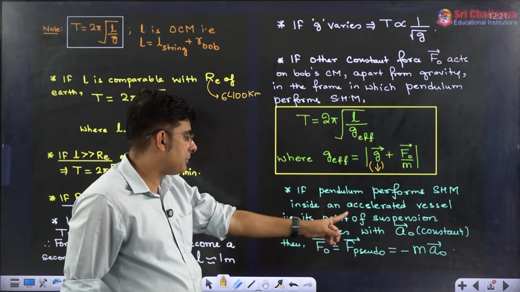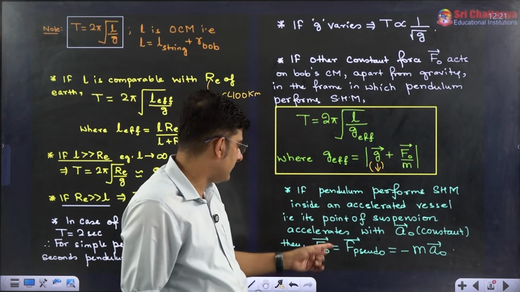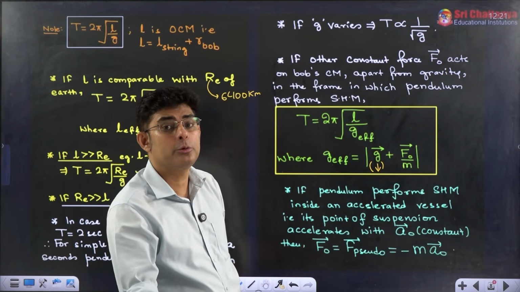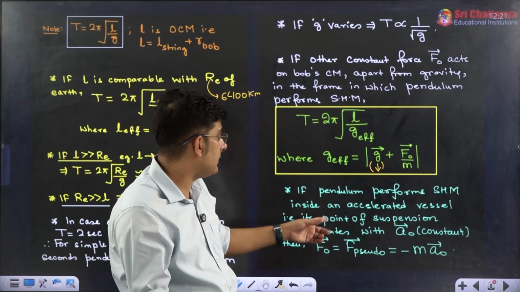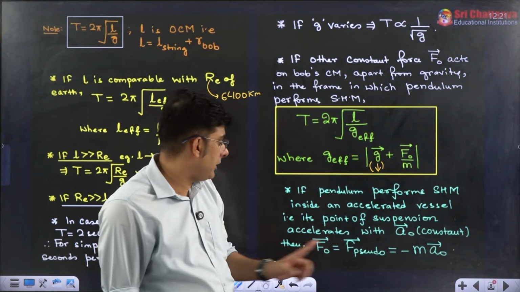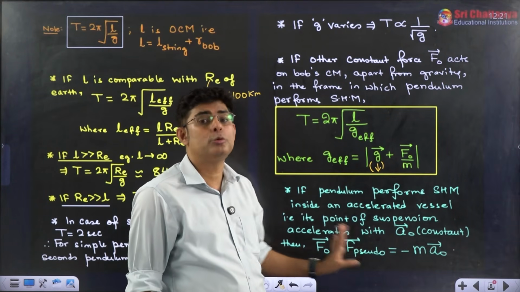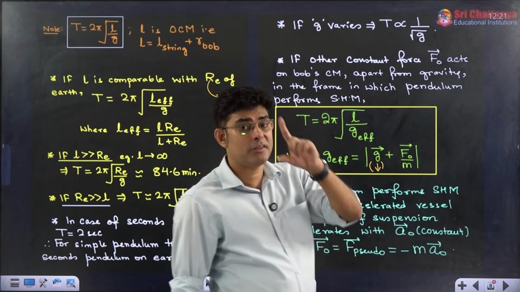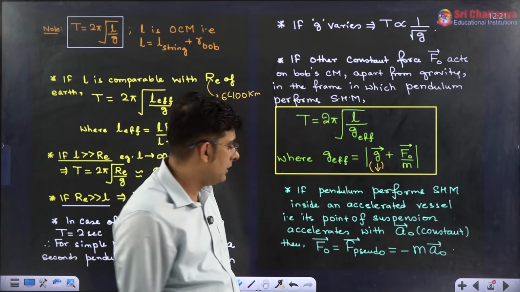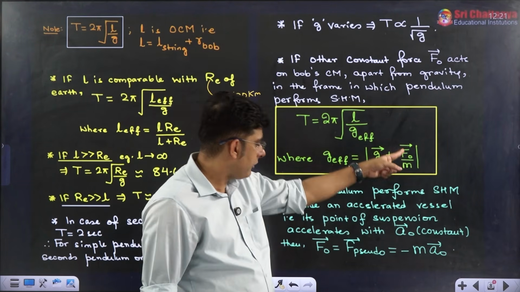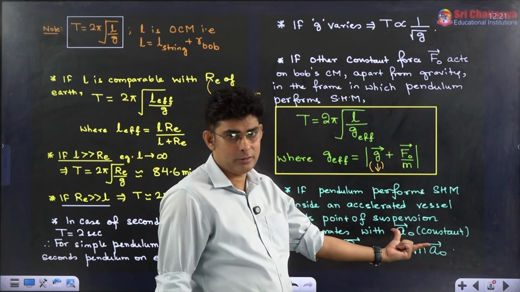So if the point of suspension of the simple pendulum accelerates with a naught vector, which is constant, then what you are going to take as F naught vector, since it is in an accelerated vessel, is this: with respect to the vessel it is a non-inertial frame, so you have to use F naught as the pseudo force. Pseudo force is minus m a naught, which means pseudo force is always opposite to the acceleration of the frame. So if the frame is moving right, pseudo force will be taken backward. So in place of F naught by m, you can simply write minus a naught vector.